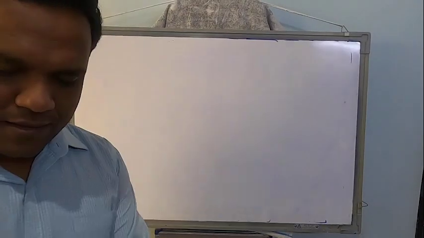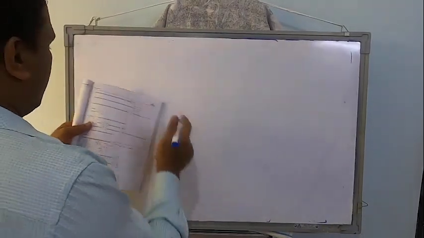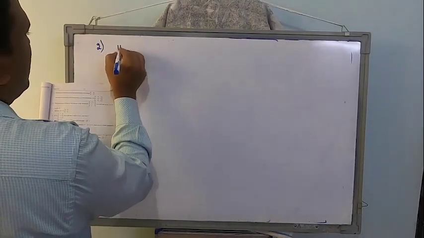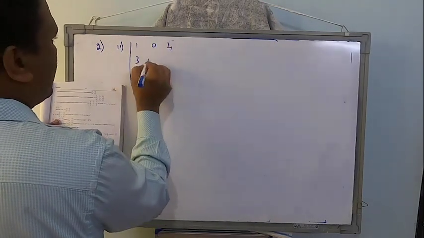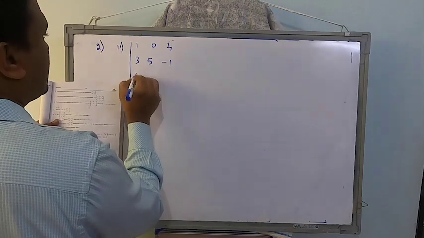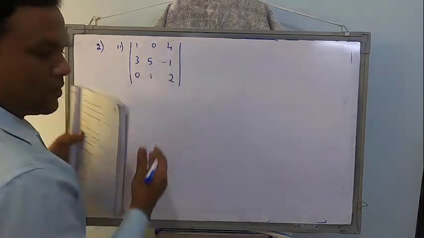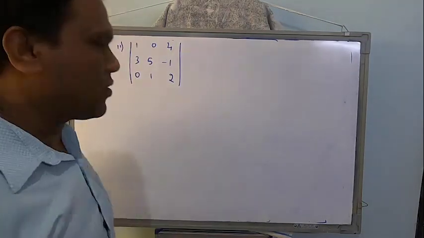Then let me select, in the second one I am going to select the second determinant: 1 0 4, 3 5 minus 1, 0 1 2. Let's find the minors and cofactors of each element.